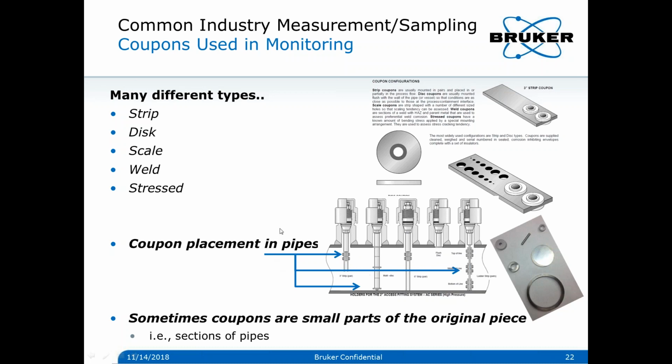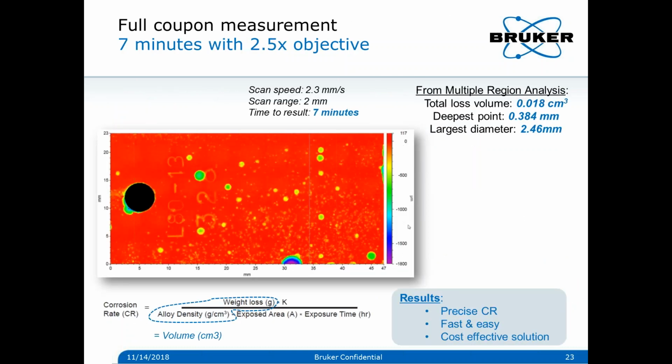But this requires many measurements, and usually to measure the corrosion effect, the coupons are measured in terms of weight. So there's a weight loss that will tell you how much corrosion has occurred.